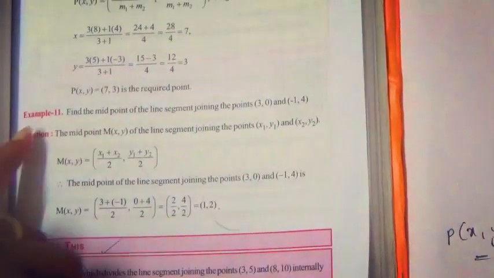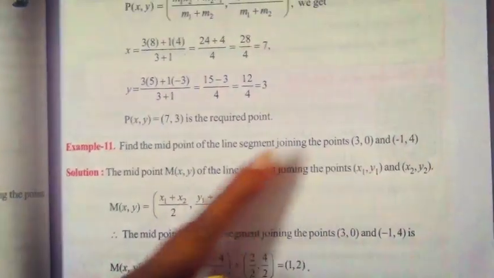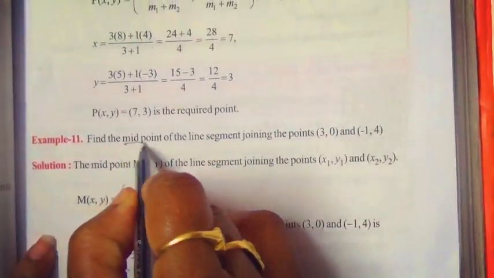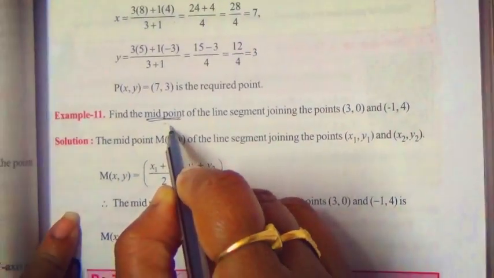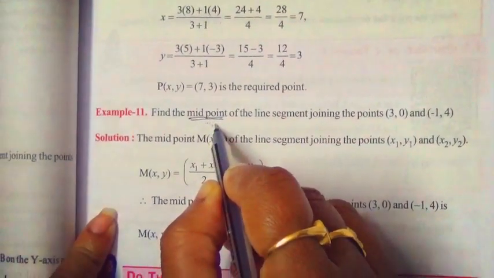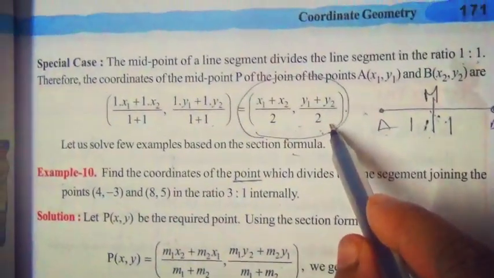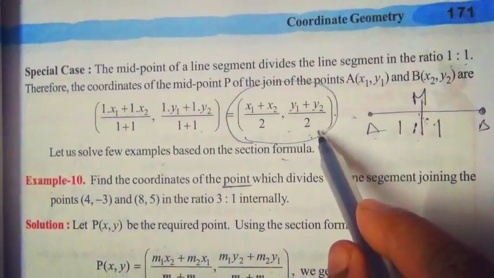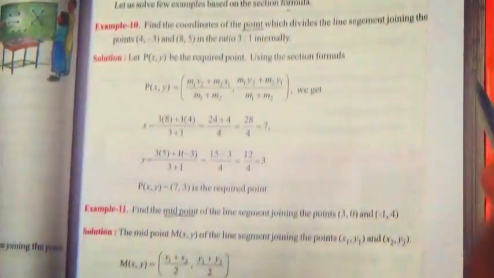Okay. So here, what is the 11th question? Example 11. Find the midpoint of the line segment joining the points. Midpoint, what I told you from the section formula, is the special case when it gives a 1:1 ratio. The formula for the midpoint is x1 plus x2 by 2, y1 plus y2 by 2. It is a special case of the section formula when the ratio becomes 1:1. Okay, so it is a very easy sum.